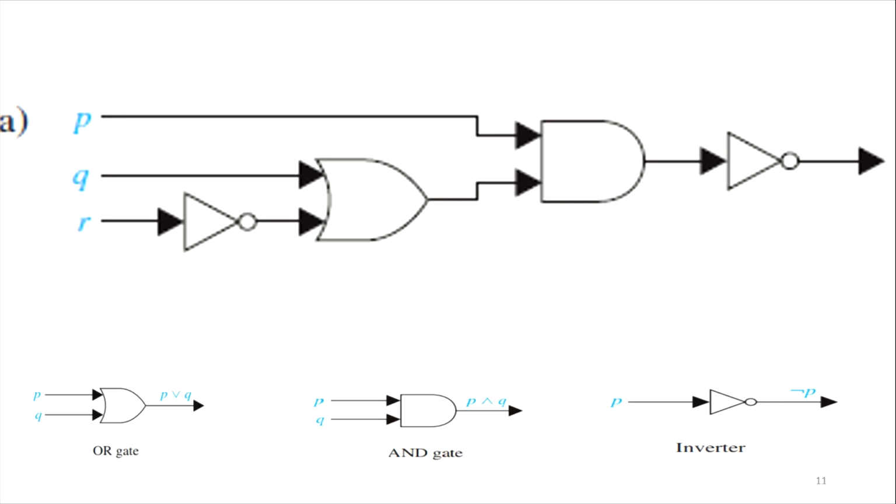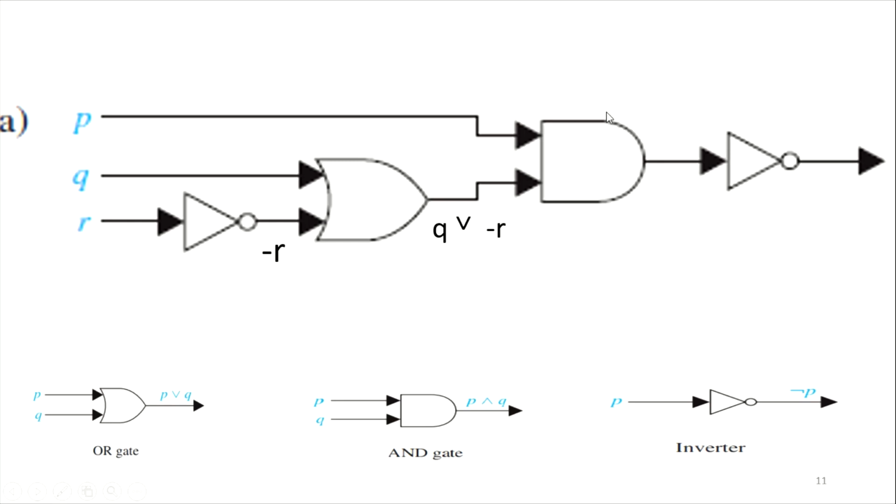For letter A, let's examine it. We have three signals, P, Q, and R. Let's start with the first gate, the NOT gate. R will become not R. Then this is an OR gate, so we have Q or not R.